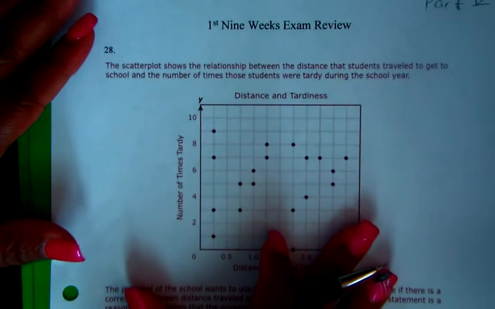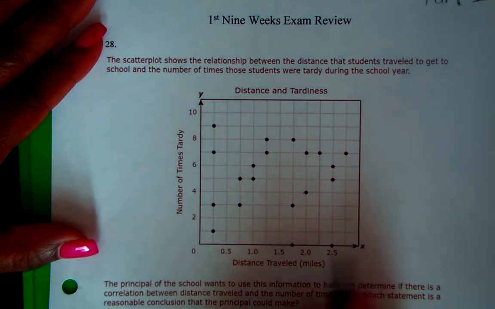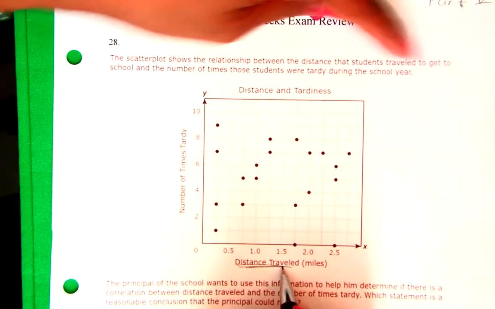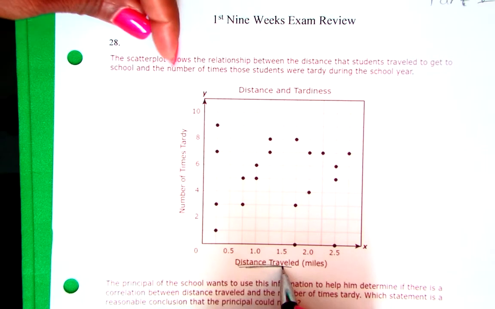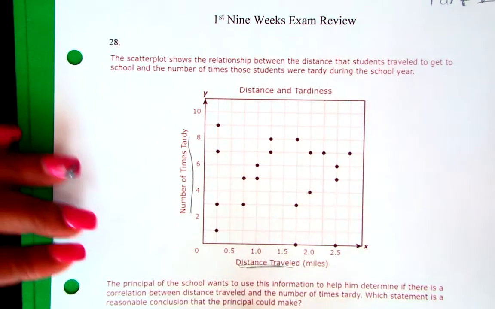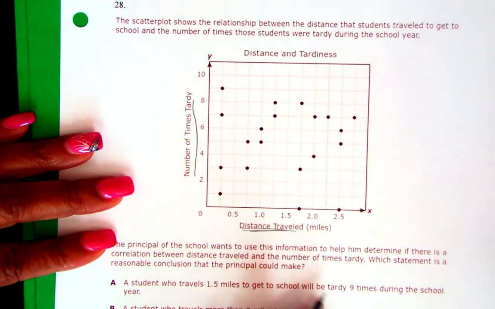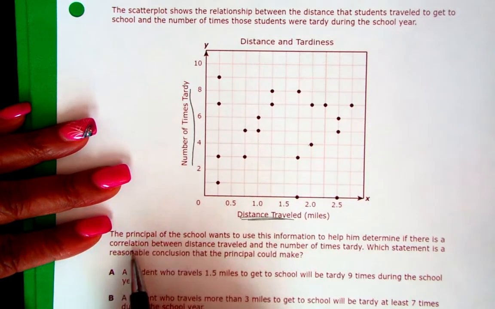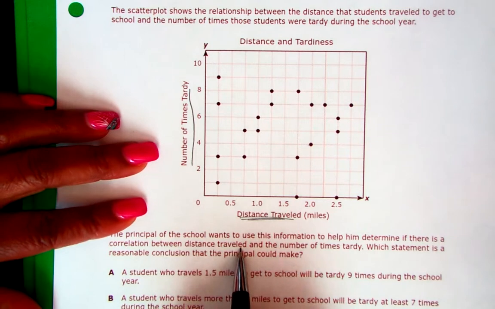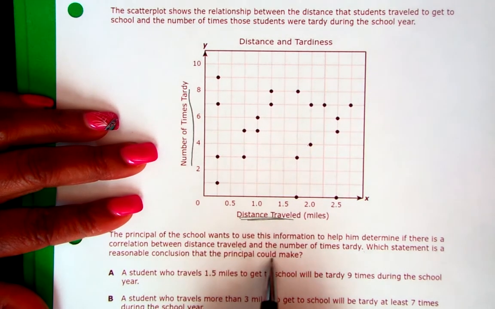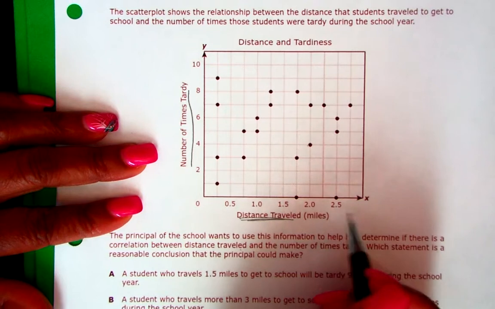The scatter plot shows the relationship between the distance a student traveled to get to school and the number of times tardy during the school year. The principal of the school wants to use this information to help him determine if there is a correlation between the distance traveled and the number of times tardy. Which statement is a reasonable conclusion that the principal could make? Okay, so let's look.